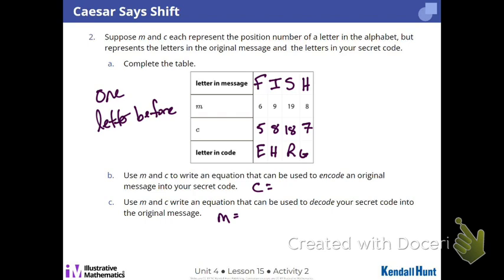All right, so using M, how do I get to C, everybody? What do I do to my M value to get to C? Minus 1. Whatever my M value is, if I subtract 1, it gets me to C. So how do I get back to M? From C, add 1 to C.